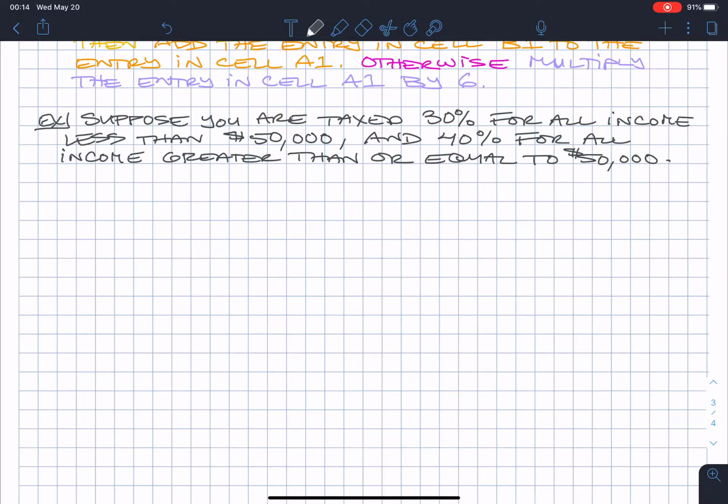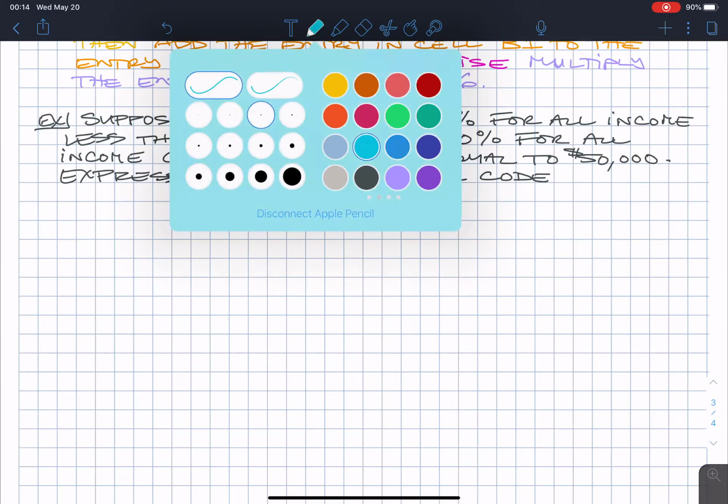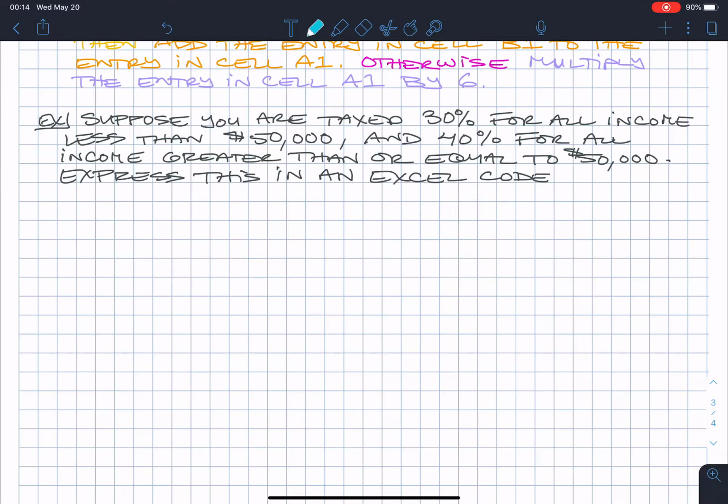So express this in an Excel code. First, let's color code. So we know we are taxed 30% for all income less than $50,000.